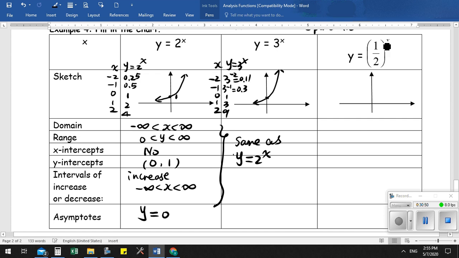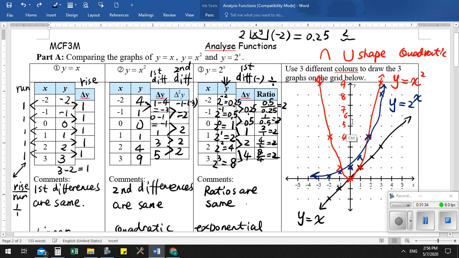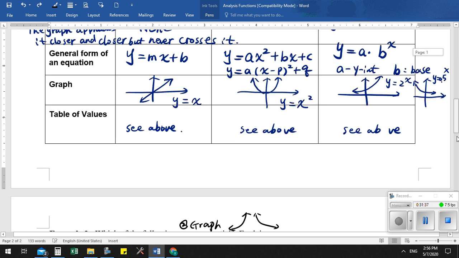And this one, y equals 1 over 2 to the x. So table of values, negative 2, negative 1, 0, 1, 2, sub in, it will give you 4, 2, 1, 0.5, 0.25. It's just flipping the row. Then you will see it's going to go this way. Okay, this is one. So the domain and range will be the same.